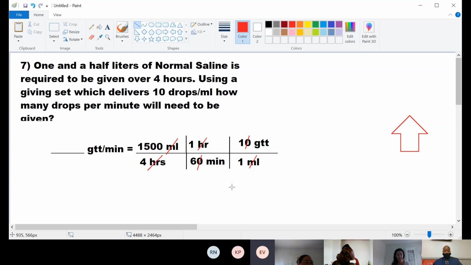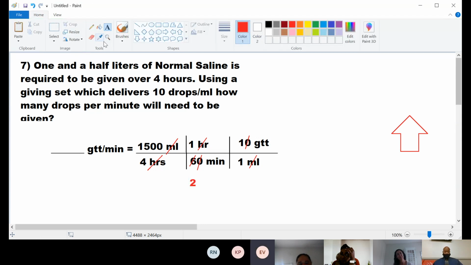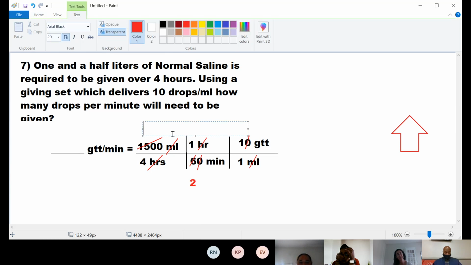But you know what? I would say 3 could go into 6, and 3 could go into the 1500, right? Okay, we got some light bulbs happening. How many times does 3 go into 6? Twice. So we're going to change that to a 2. How many times does 3 go into 1500? 3 times what is 1500? 500. So we're going to change that to 500.